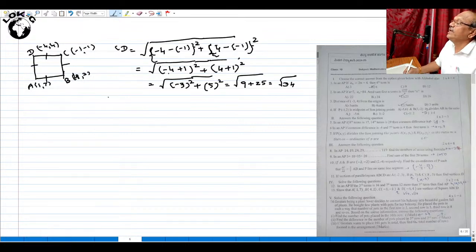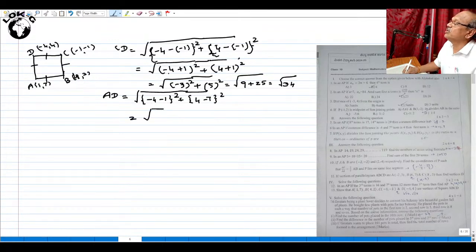Lastly, we will see AD. Then we will find out the 2 diagonals. And if the diagonals are also equal, then you can conclude that it is a square. Otherwise, it may even be a rhombus. Okay, that is AD. So AD will be x2 minus x1, y2 minus y1. That is minus 4 minus 1 the square plus 4 minus 7 the square. You should get again root 34.